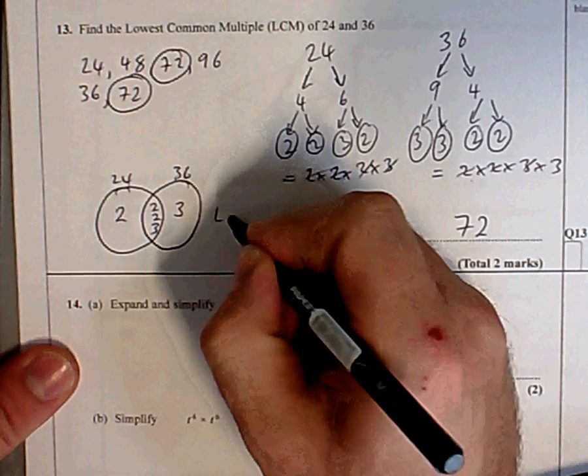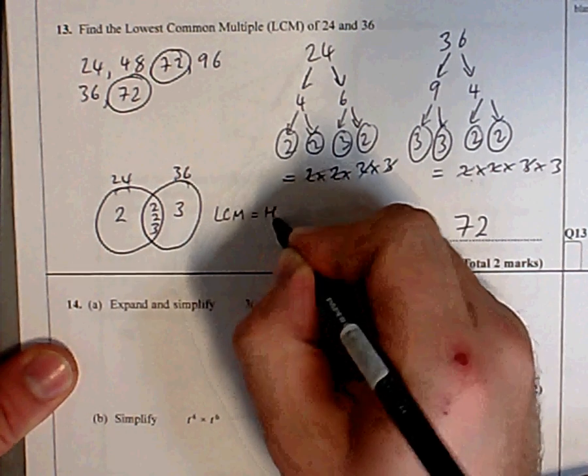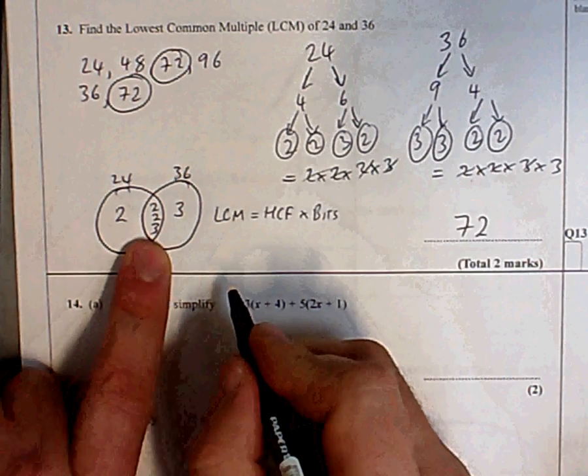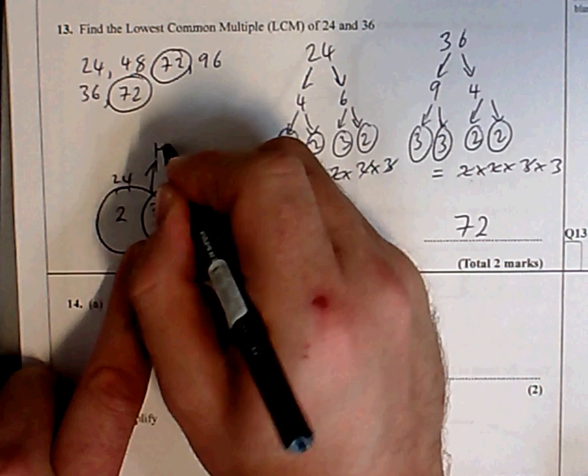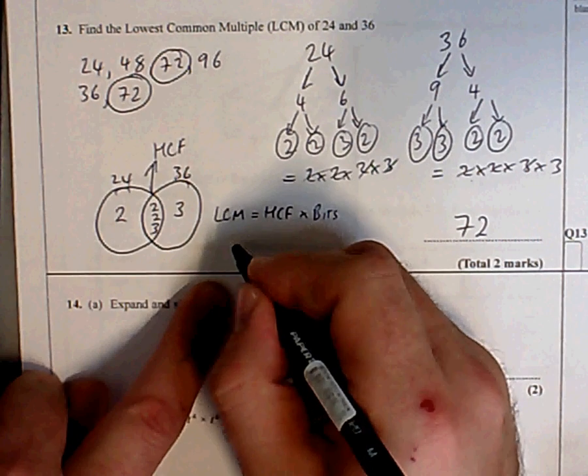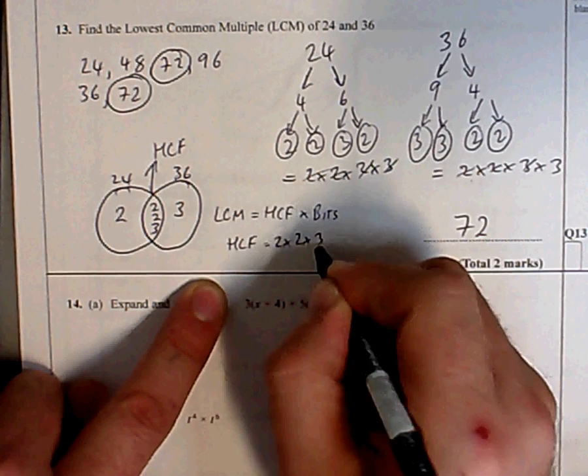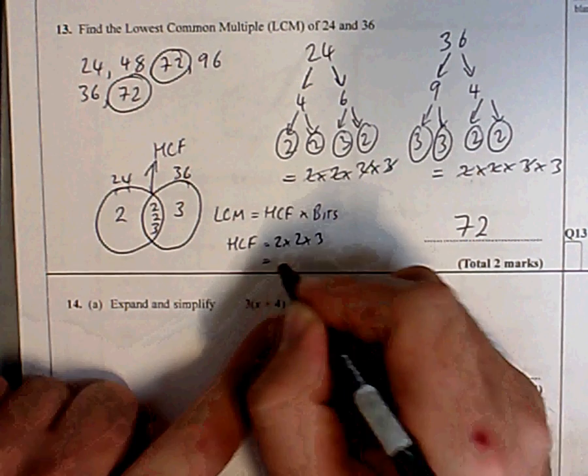The lowest common multiple is actually the highest common factor times the bits that are on the outside. Okay, so the middle section is actually the highest common factor. So if I times those two together, the highest common factor is 2 times 2 times 3. 2 times 2 is 4, times 3 is 12.